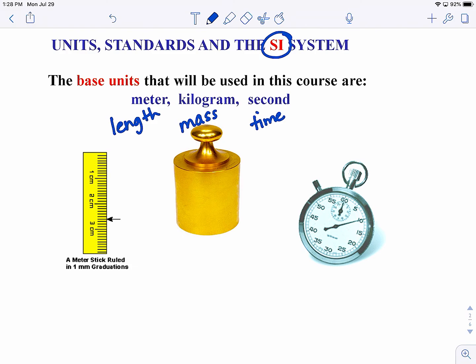And we can combine these. For example, we're going to learn about speed. And speed is measured in meters per second. So you can see we've taken these base units and we combined them, and that represents our units for speed or velocity. Okay.